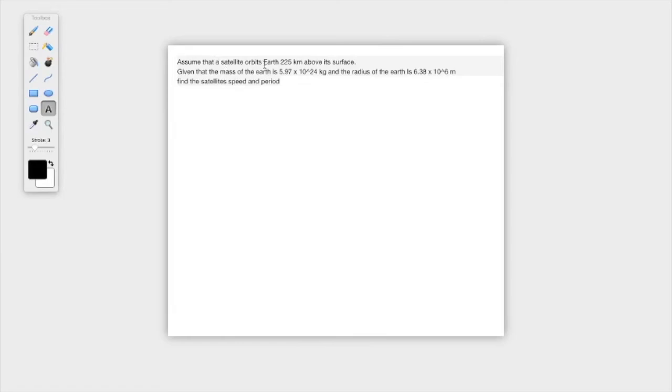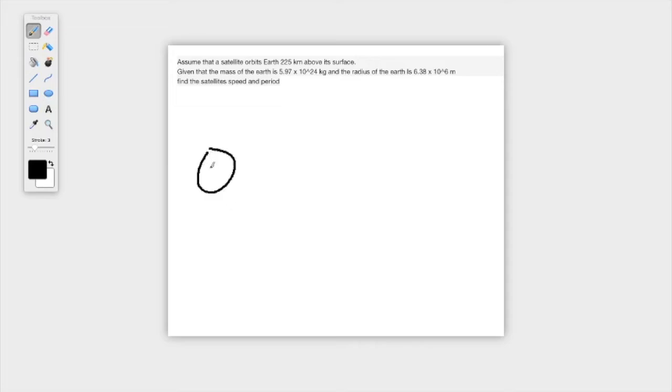A satellite is 225 kilometers above the Earth's surface. Given the mass of the Earth is 5.97 times 10 to the 24th kilograms, and the radius of the Earth is 6.38 times 10 to the 6 meters, find the satellite speed and period. So let me give you a visual representation of that.